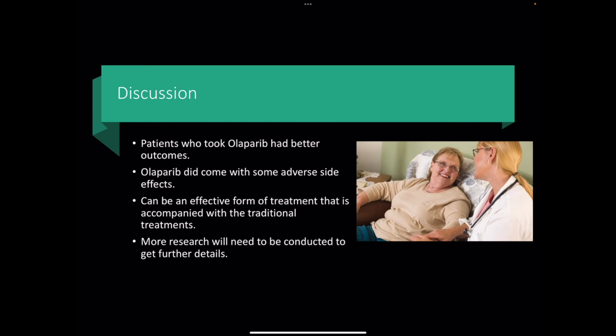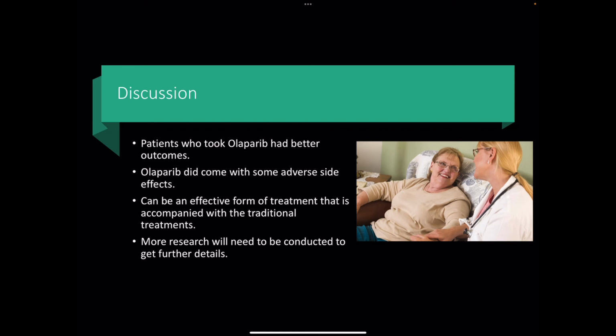Olaparib did, however, come with some adverse side effects, and some of them were grade 3 or higher, which meant that they were pretty severe, and a lot of them included anemia, decreased neutrophil count, which is a type of white blood cell, decreased white cell count overall, fatigue, nausea, vomiting, headache, diarrhea, dysgeusia, which is basically an effect in your taste, dizziness, and arthralgia, which is joint stiffness.